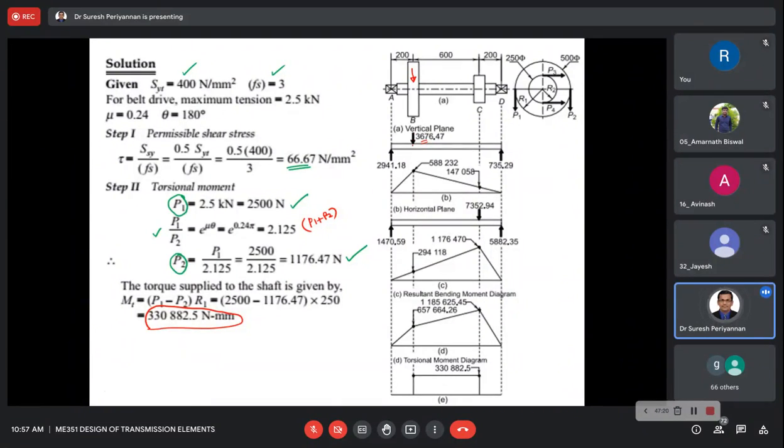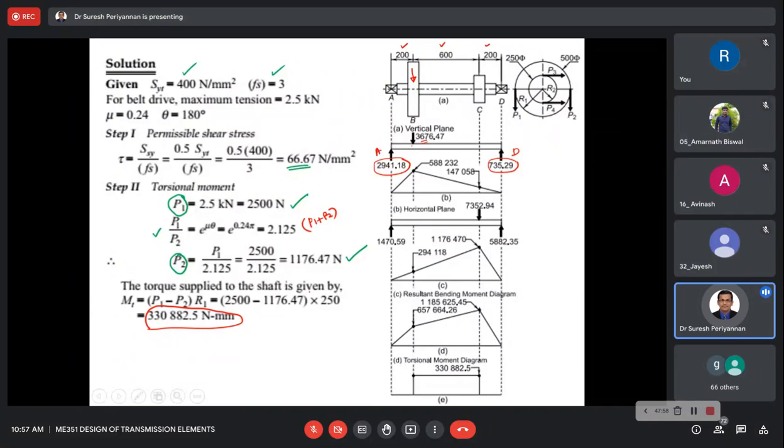Now we know the load here, so we go for the reaction calculation. Then you will be able to find out the reactions. This is the 3676 we know now. We also know the distances: 200 mm, 600 mm, 200 mm. Then you can easily find out the reaction force at support D and at support A.